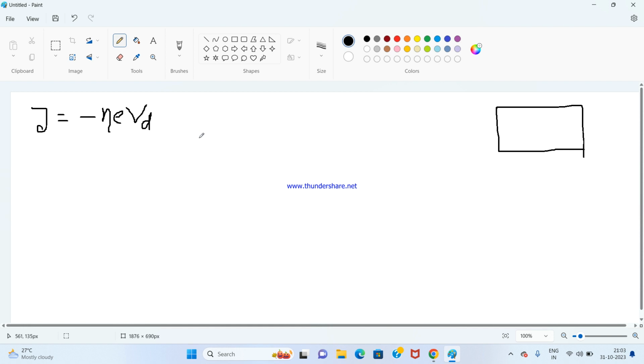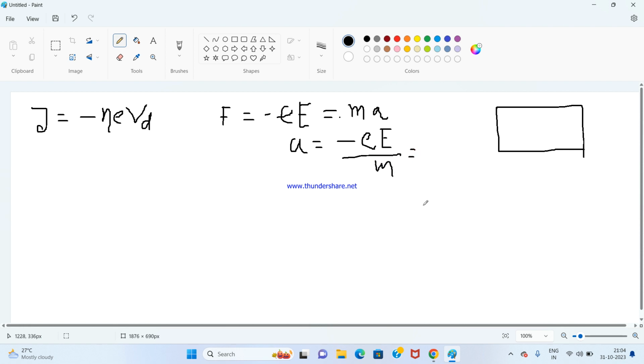This is the expression for current density. Now if some external electric field is applied, the electron will experience some force, an electromotive force, given by minus e into E. Small e is the charge of the electron, and E is the electric field strength. As per Newton's second law, this force is equal to mass into acceleration. So the acceleration is equal to minus eE divided by m.